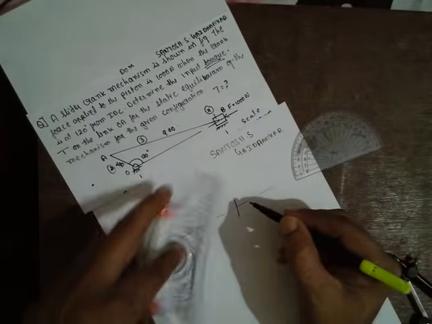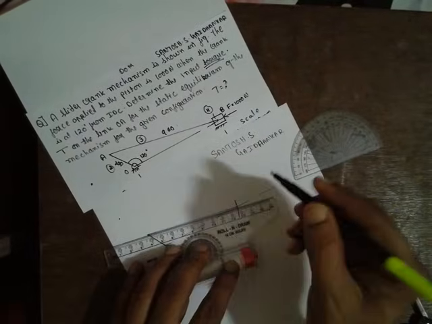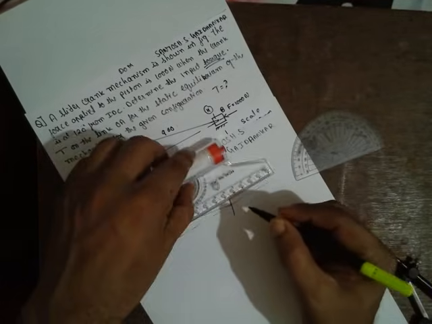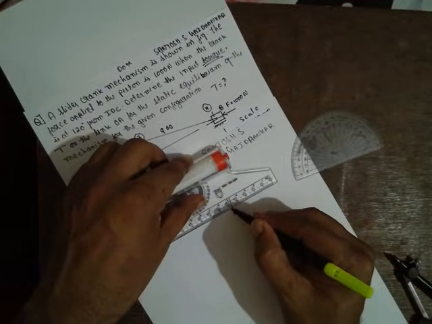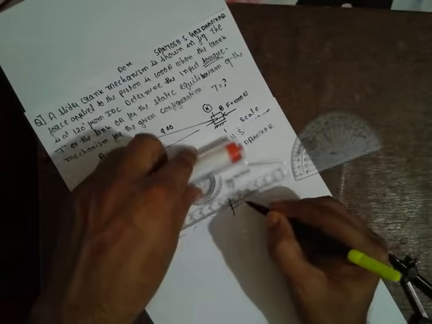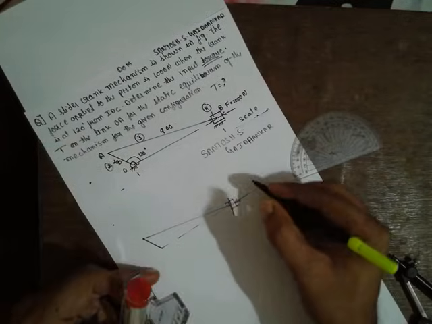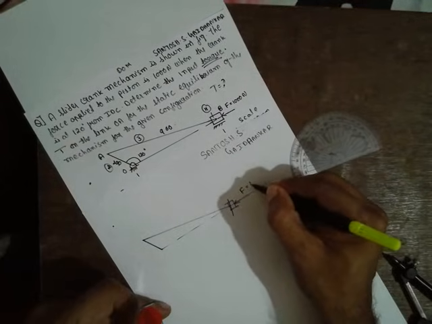Draw the piston here. First connect it. Piston. And the force is acting in this direction as per the diagram. F is equal to 1000 Newton, they have given it.